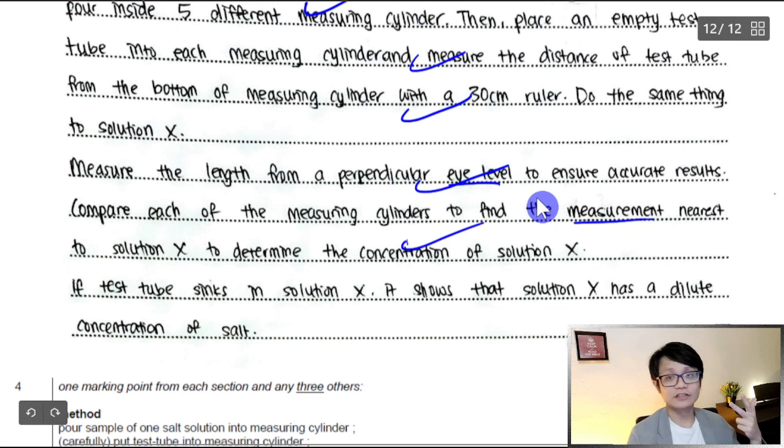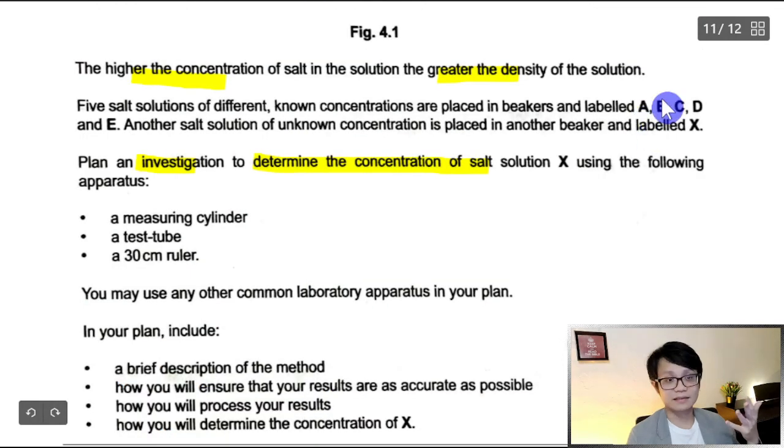If you put A, B, C, D, it is better because it shows that you don't only want to measure solution X, but solution X is compared with A, B, C, D, where solution X is something unknown. So it's better to measure solution X to determine the concentration of solution X. Okay, I still give 1 mark.